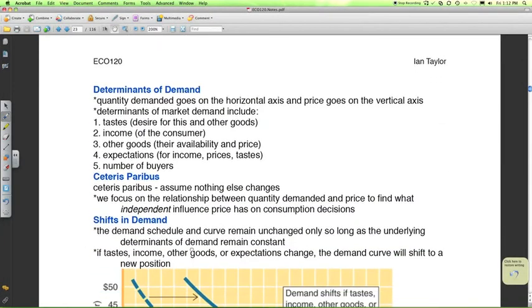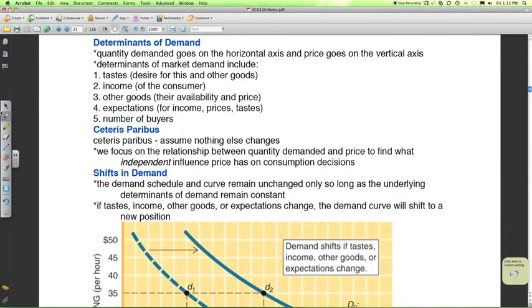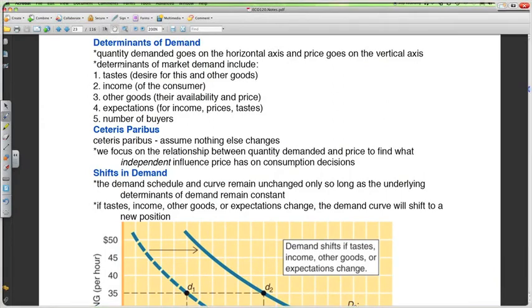Our determinants of demand here, this is going to be what actually causes demand to change. So we could have tastes, or just how much you desire something, income of the consumer, other goods availability and price, expectations, whether you expect your income to change in the future, prices, or your taste to change, and then the number of buyers.